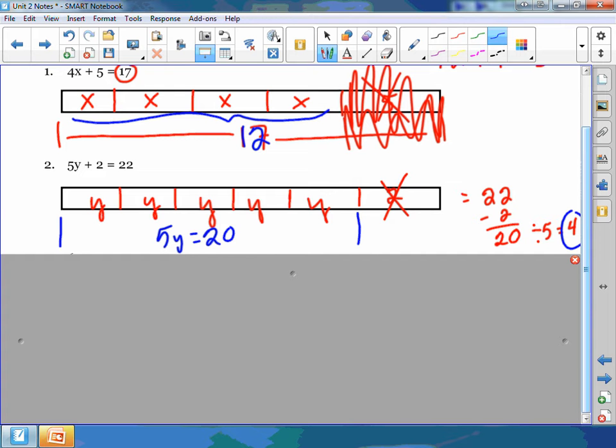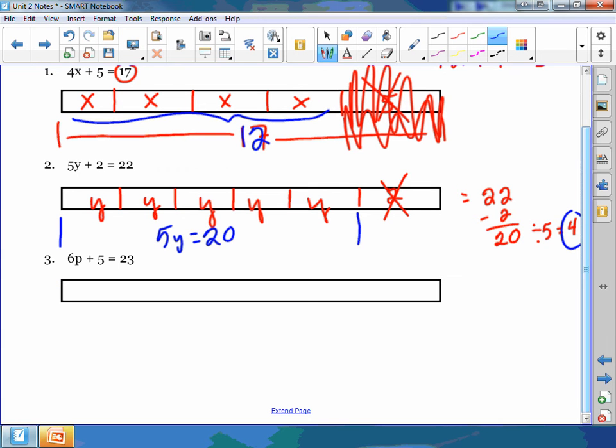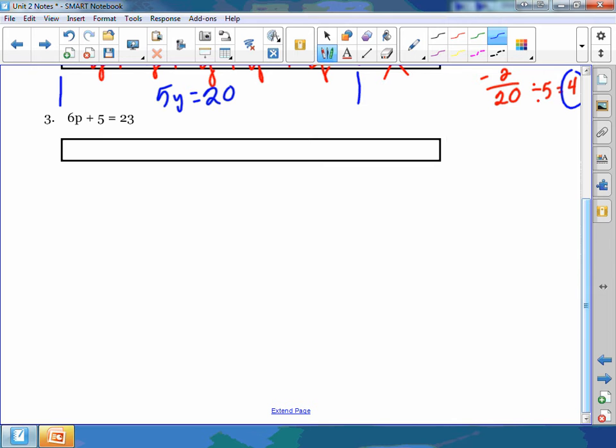How many lines? Okay, so you're saying for 5y, I'm going to break it into 5 lines, which means it's going to create 6 parts. All right, so then on this one, you're going to do how many? 6 lines? So 1, 2, 3, 4, 5, 6. So then 6 of the boxes are P, and then you have a 5. Good.